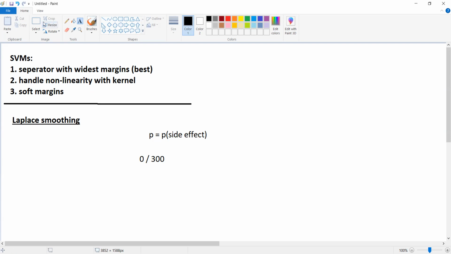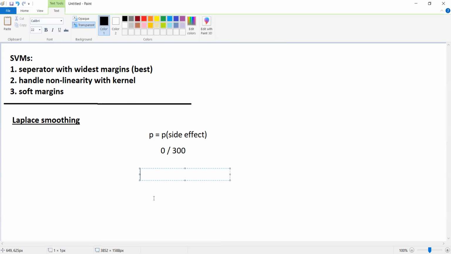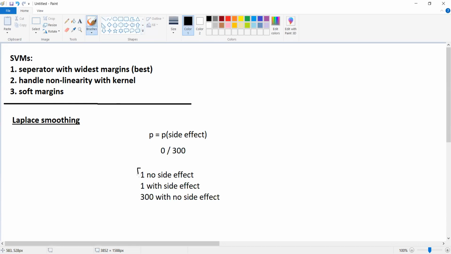Okay, so for that, there's a trick called Laplace smoothing. Laplace smoothing essentially says this: before you register any data, pretend that you saw one of each observation. So pretend that we saw one with no side effect, and then one with side effect, and then 300 more with no side effect. That's the data after. This is the pretending part that we do before we see the data.